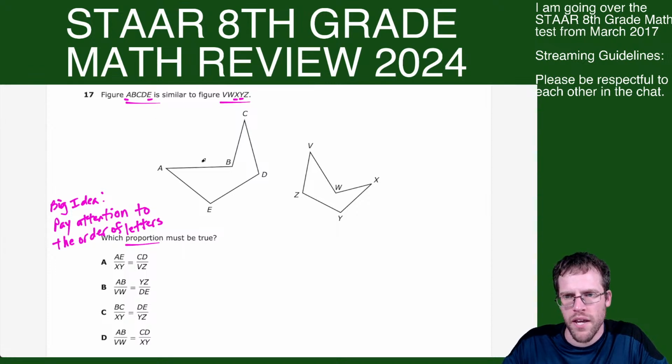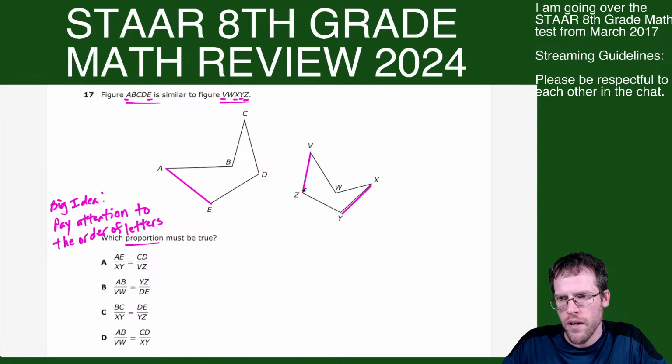So if I'm comparing AE, see, that's this side over here, to XY, the problem here is that these sides are not corresponding. AE should correspond to VZ. You see how AE shows up first, last? VZ shows up first, last.